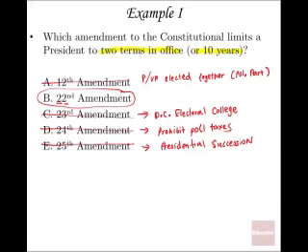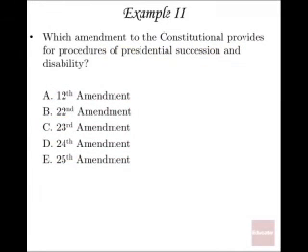Okay, example number 2. Which amendment to the Constitution provides for procedures of presidential succession and disability? Again, just to piggyback from the previous example, it's not the 12th Amendment, not the 22nd Amendment, not the 23rd, not the 24th Amendment, but the 25th Amendment.